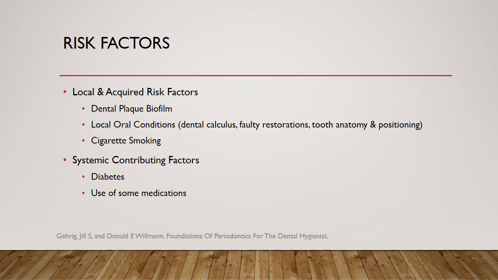Well, what are these risk factors? They can be divided into two categories: local and systemic contributing factors. Local factors would be things like plaque accumulation, local oral conditions such as faulty restorations or malpositioned teeth, and cigarette smoking. Systemic factors would include things like diabetes and the use of some medications. And there is evidence that shows there is a direct link between periodontal disease and diabetes. Therefore, if a patient has control of his or her periodontal disease, this will have a positive influence on the state of the patient's diabetes and vice versa.